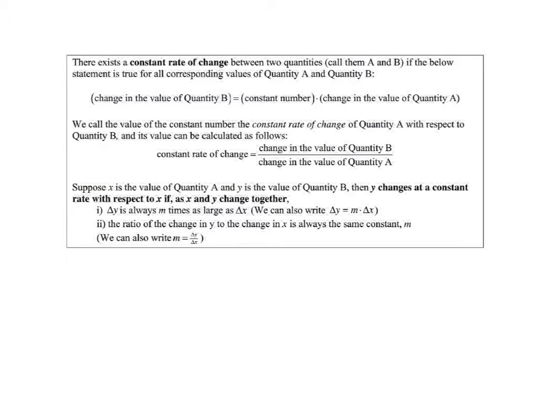Recently, we have been working hard to understand what it means for two quantities to change together at a constant rate of change. We have come to represent this kind of relationship by saying that if x represents the value of quantity A, and y represents the value of quantity B, then y changes at a constant rate with respect to x when, as x and y change together, the change in y is always some constant number m times as large as the change in x.